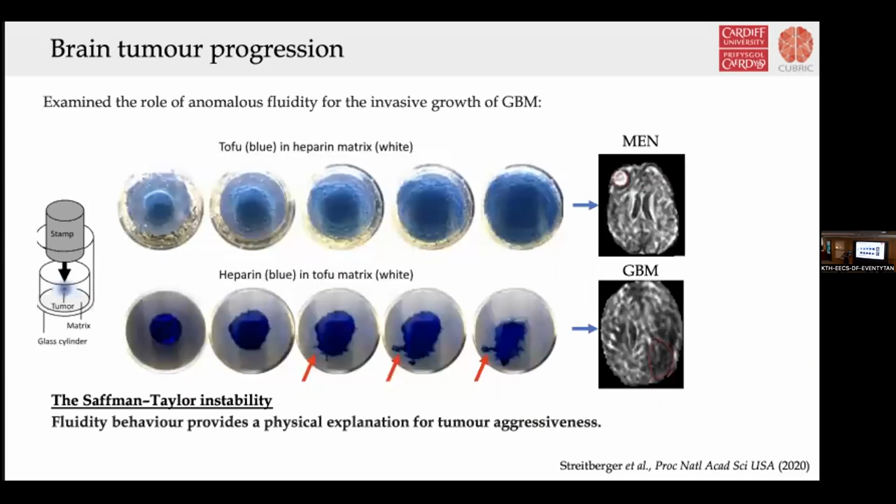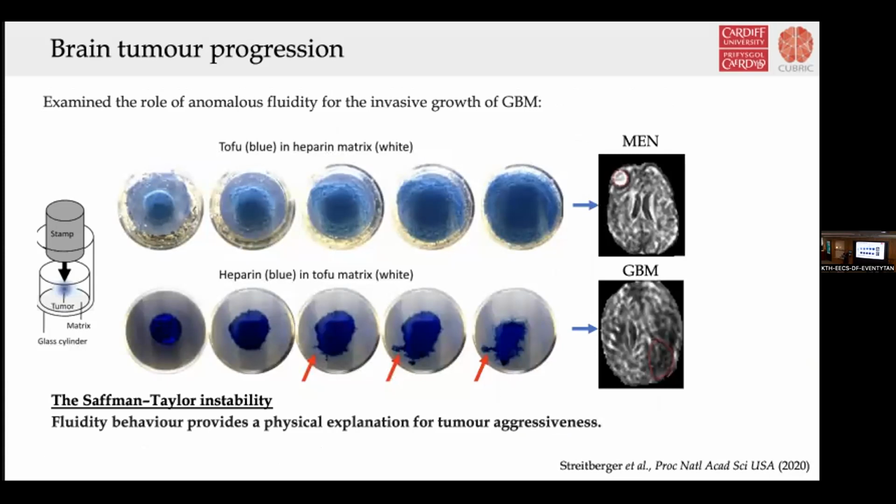In the same study, they performed two separate experiments with phantoms of tofu embedded in heparin or vice versa. And in both sets of images, the enclosed material, the blue, is intended to mimic the tumour's infiltrative behaviour.